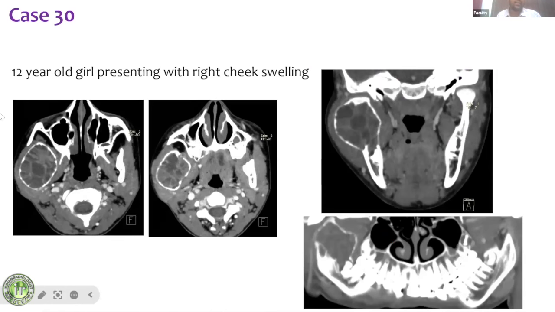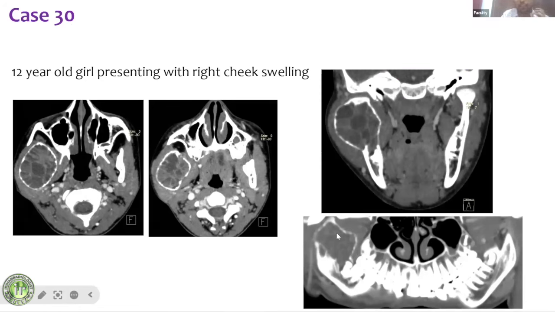So this is the last case. This is a 12-year-old girl presenting with a right cheek swelling. So you can see here there is an expansile lytic lesion involving the right ramus of the mandible. And you can see some enhancing internal septae, and it is giving a kind of soap bubble, or you can say a honeycomb, type of appearance.